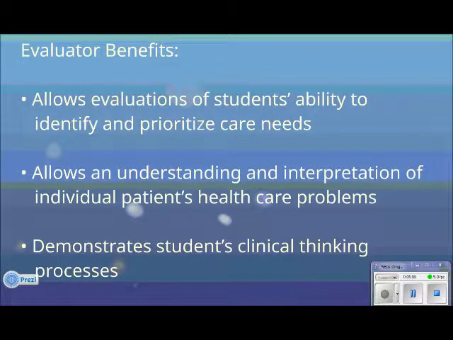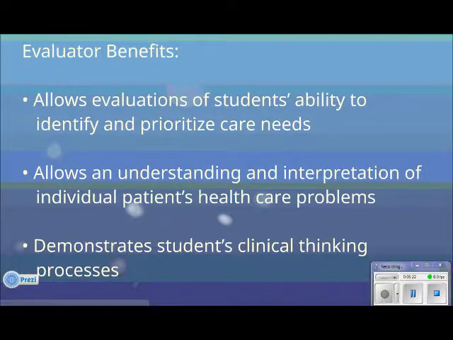The evaluator benefits to this method include allowing evaluations of a student's ability to identify and prioritize care needs. It allows an understanding and interpretation of an individual's patient health problems and demonstrates the student's clinical thinking processes.